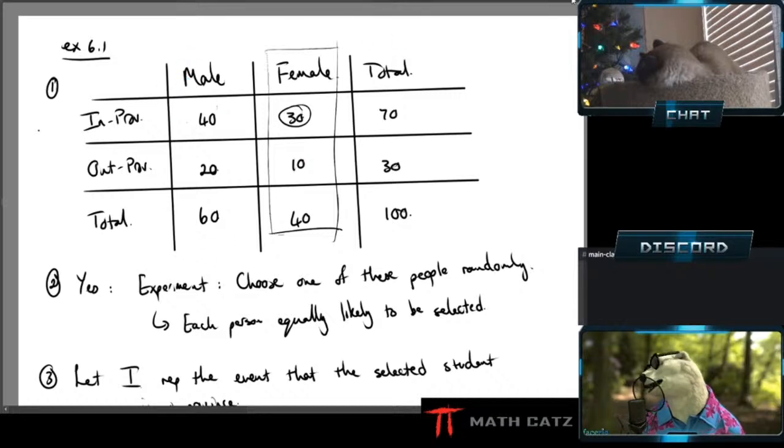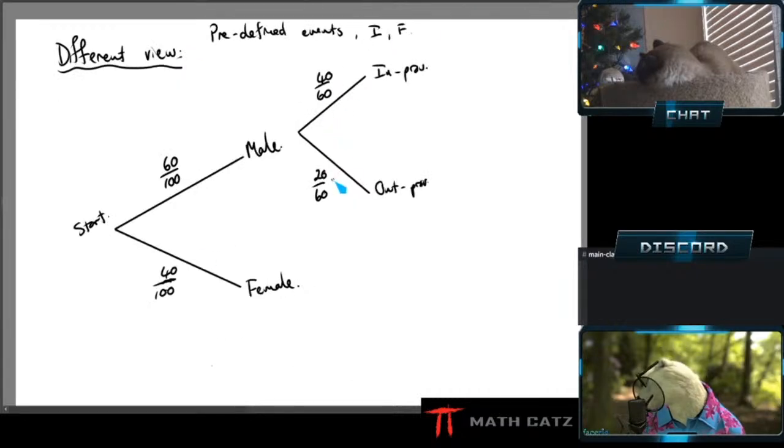So it's all technically conditional probabilities. This is the probability, I'll write it informally, of being in province given it's a male. Because when it's a female, I'm going to take the bottom branch and then ask the same question.